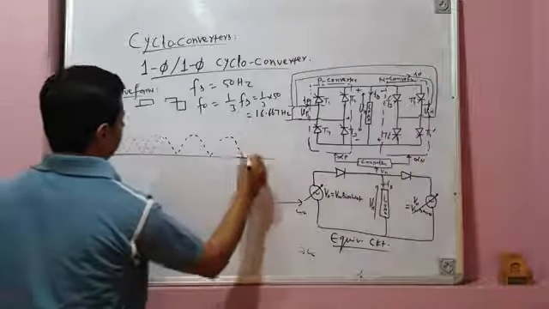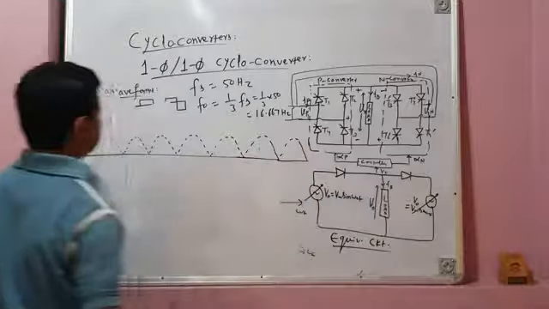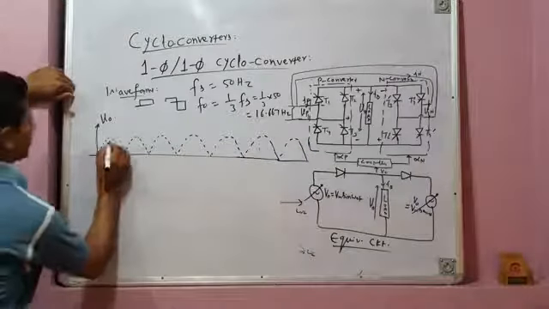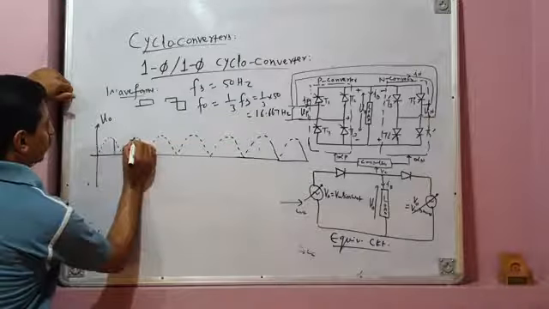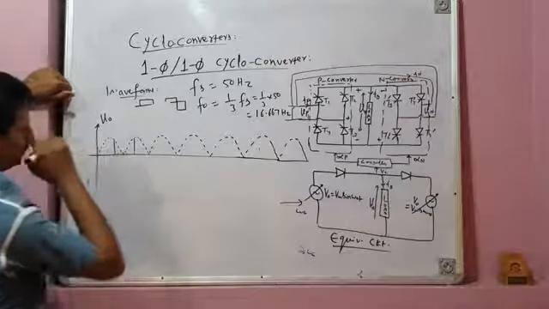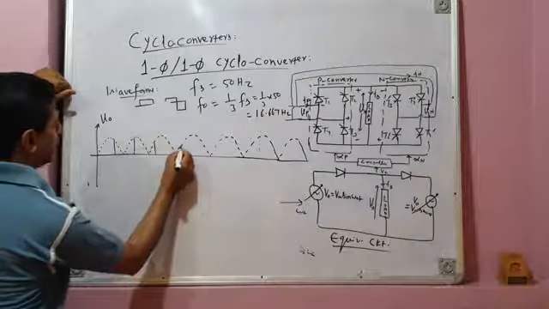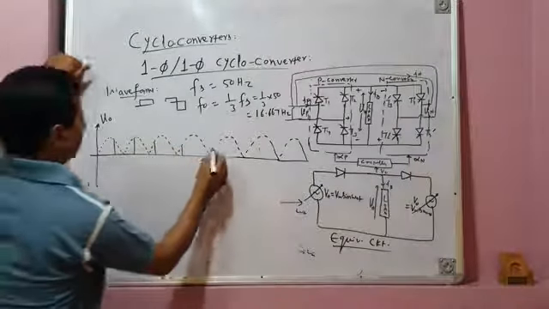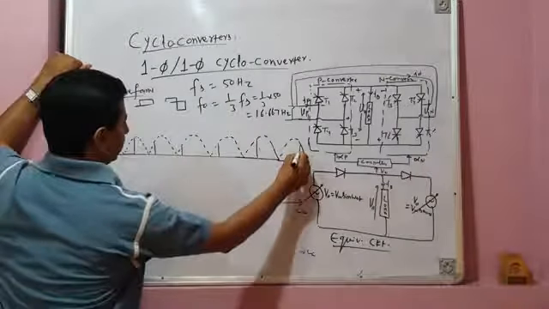1, 2, 3, 4, 5. Let me take a large number of half cycles, 6, 7. So first the delay angle will be large, next the delay angle will be small, next the delay angle will be even smaller, next the delay angle will be smallest, and then it will increase, and increase, and increase.